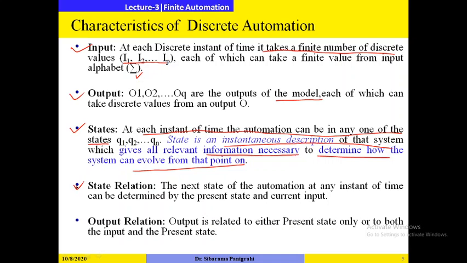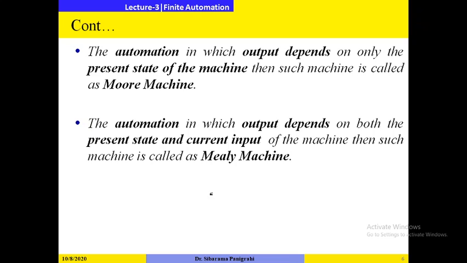So this is denoted by the state relation. Another one is output relation. Output is either related to the present state only, or to both input and present state. So based on whether the output is dependent on only the present state or both input and present state, the automata, or the machines, are of two types. One is Moore machine, another one is Mealy machine.